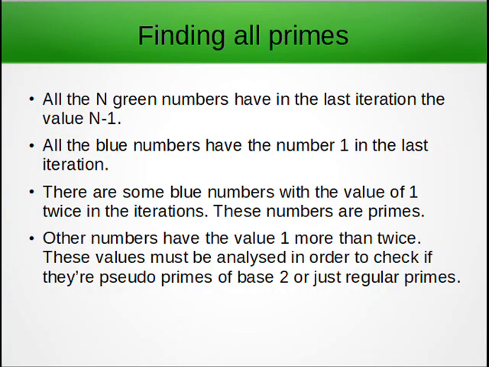Finding all primes. All the n green numbers have in the last iteration the value n minus 1. All the blue numbers have the number 1 in the last iteration. There are some blue numbers with the value of 1 twice in the iterations. These numbers are primes. Other numbers have the value 1 more than twice. These values must be analyzed in order to check if they are pseudo-primes of base 2 or just regular primes.